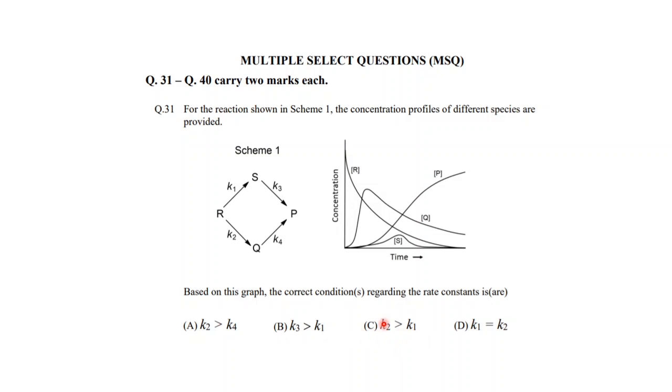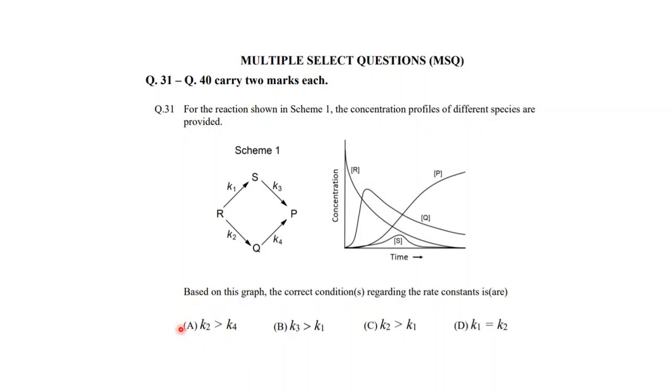So option C is our correct option, and we can easily tick option C. Now if K2 is greater than K1, how would K1 be equal to K2? Obviously this is not possible, so we can eliminate option D. Now we are left with options A and B, because option C is correct and option D is incorrect. So now we can analyze the options individually.